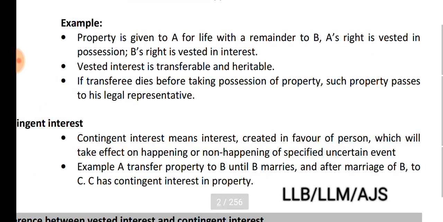Vested interest is transferable and heritable. We know vested interest, as opposed to contingent interest, is transferable as well as heritable. So two words we need to remember: transferable and heritable. Transferable means it can be transferred to another person. If the transferee dies before taking possession of property, such property passes to his legal representative. That is why it is heritable. Legal representative means a person who represents the estate of the deceased.